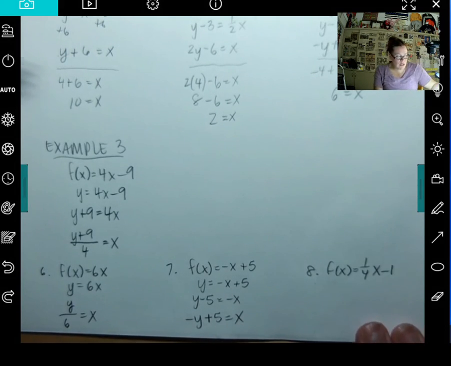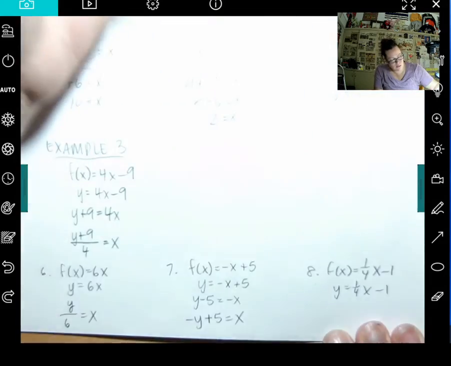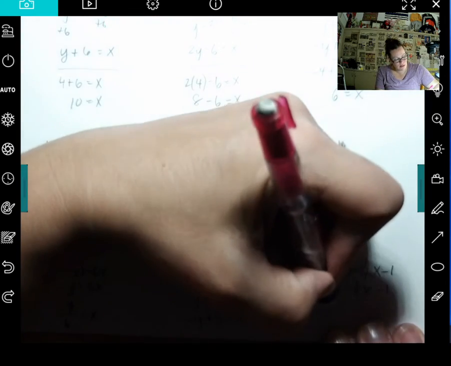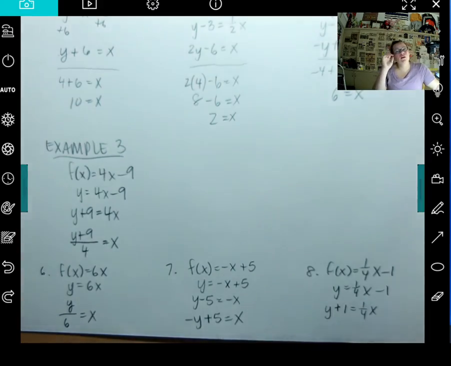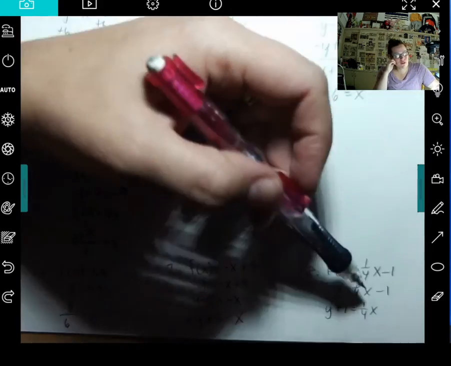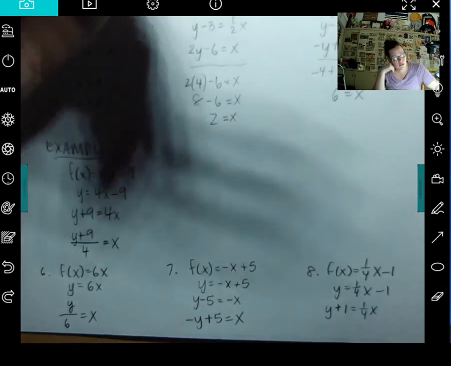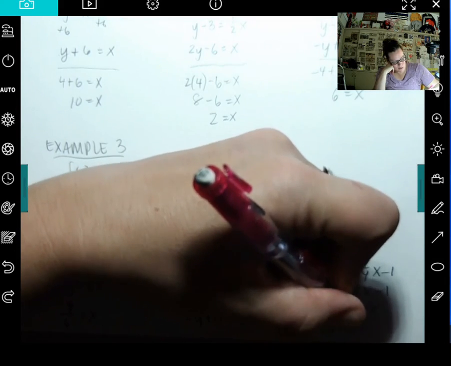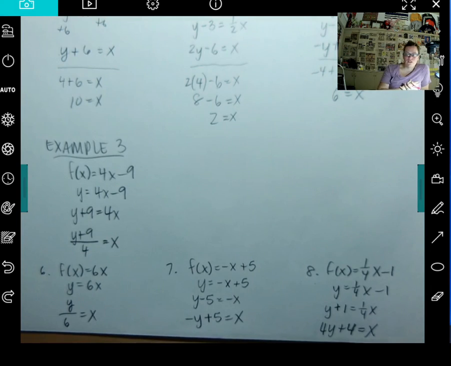And then for number 8, we have y equals 1/4 x minus 1. I would start by adding 1 to both sides. I'm jumping the gun here. And then from there, we multiply everything by 4. So to get rid of the fraction, we multiply by the denominator. So multiply everything by 4. We get 4y plus 4 equals x. And that is our inverse functions.